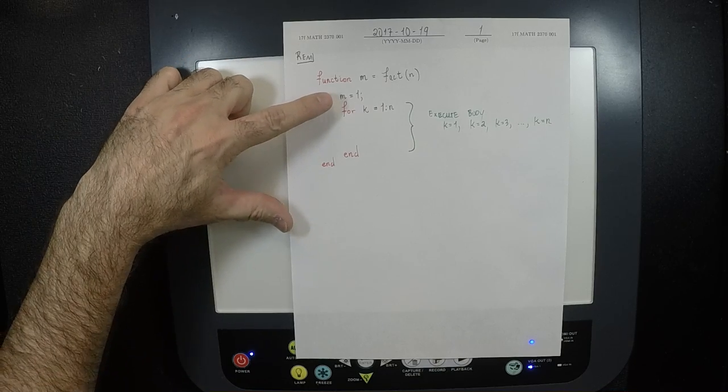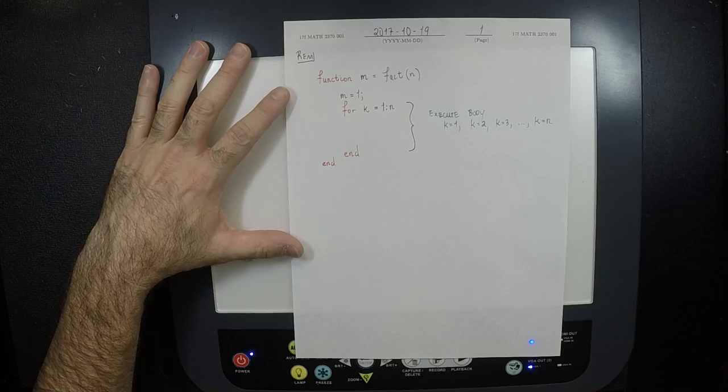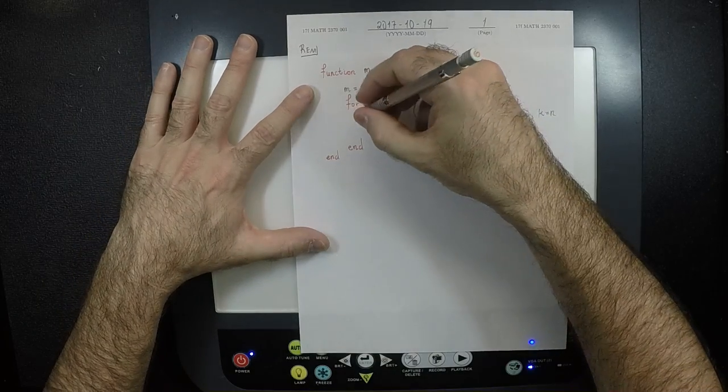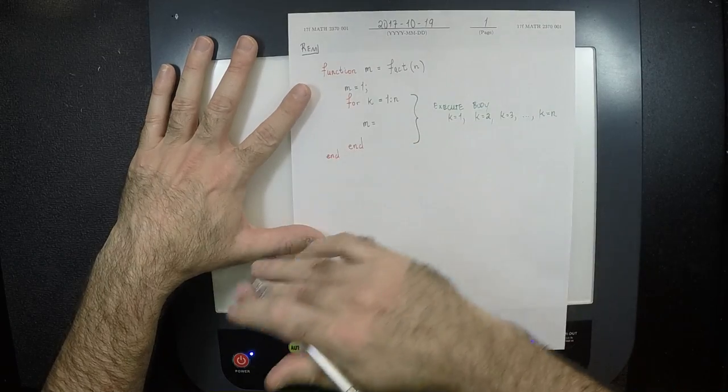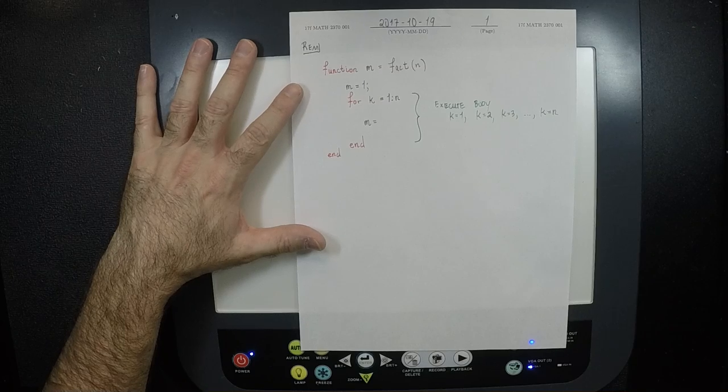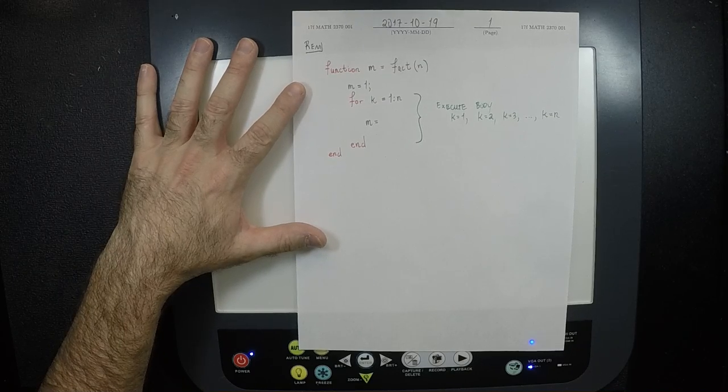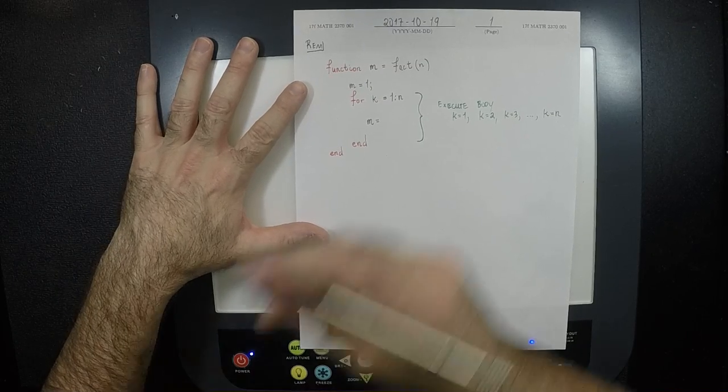We'll need to be updating the value of m, right? We'll need to be updating the value of m. So we're going to need a formula that says something like m is something or other. So what should m be? m times k.